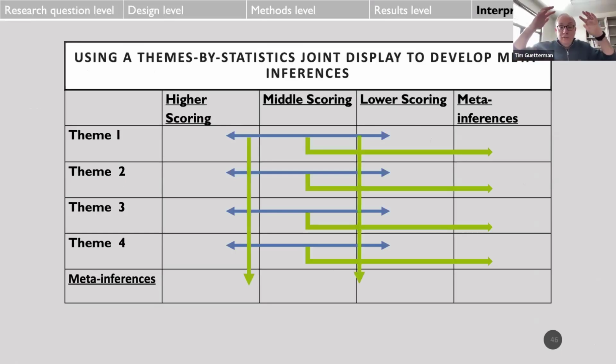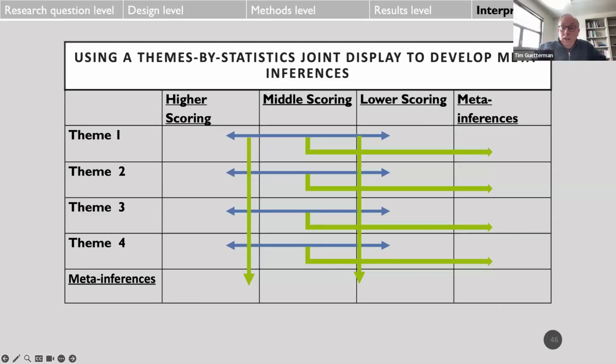Alternatively, you could be looking down across these groups. So for high scores, what were their themes? So kind of developing a profile, if you will, as a meta inference for high scores compared to middle, compared to low scores. And then in your final little box here, it could be a meta inference across all of these results. Is there a major pattern that you can extract?